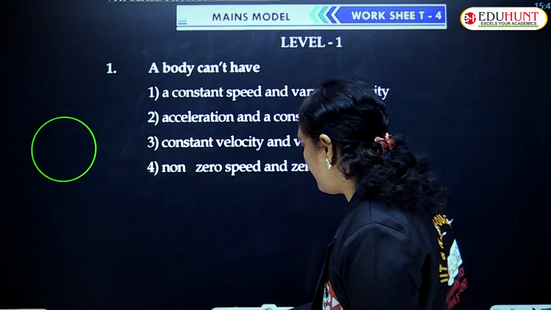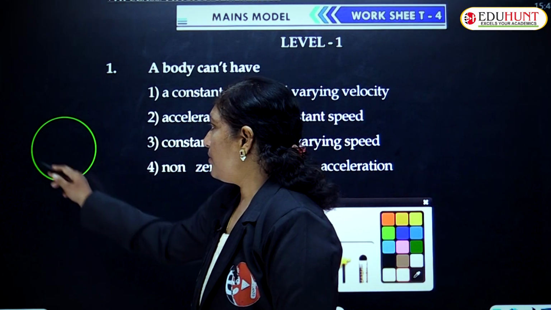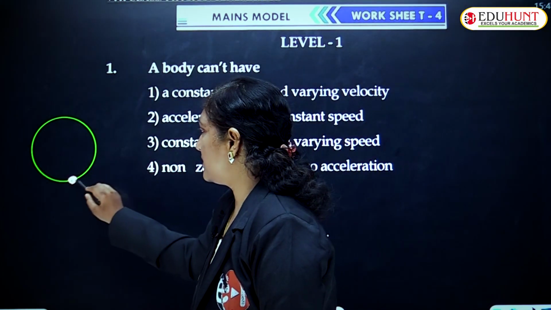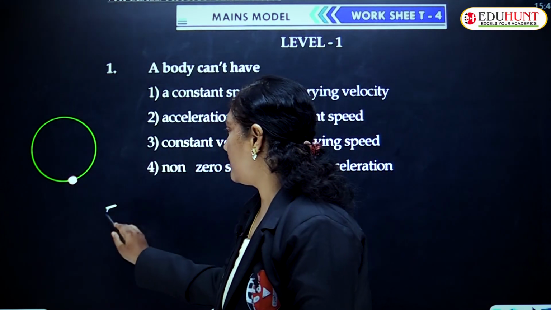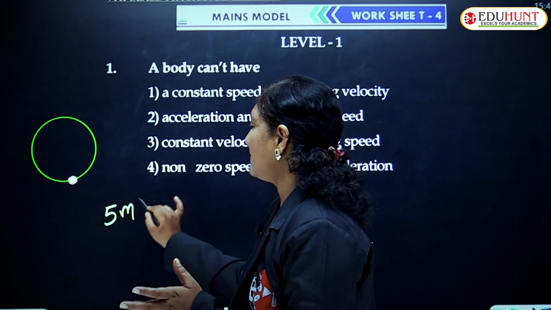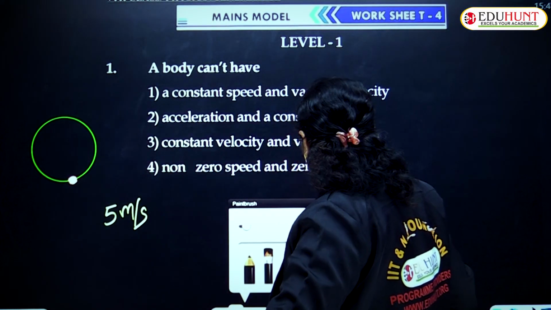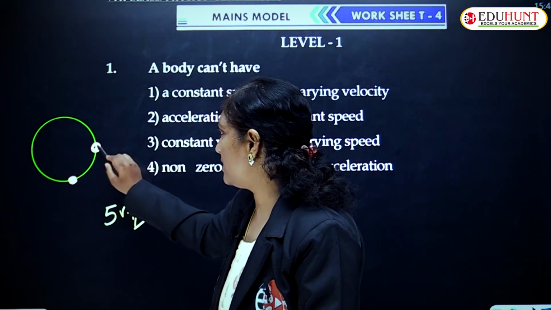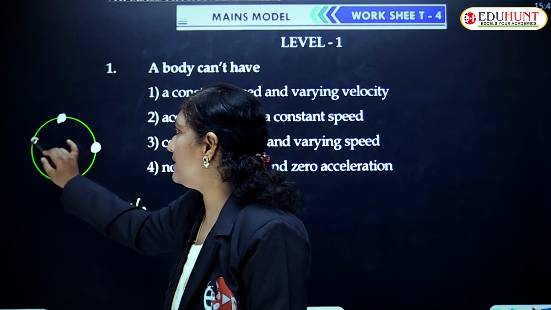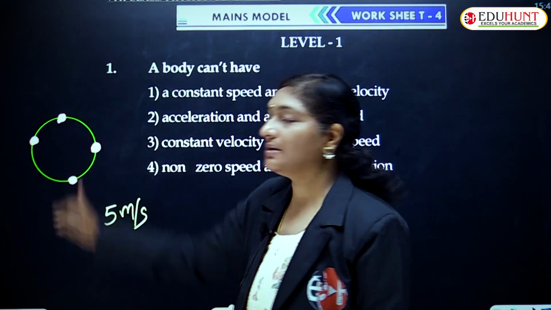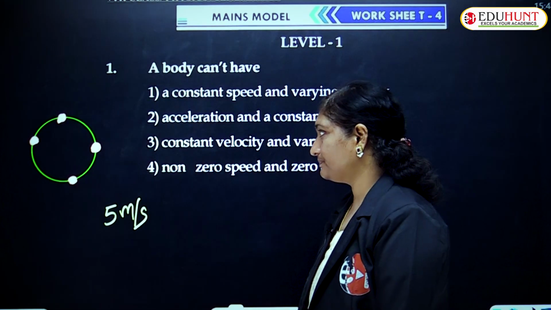So let us suppose a body is moving in a uniform circular motion. Whenever a body is moving in this motion, let us suppose that the position of the body be here, and let us say that the body is moving with some constant speed, say 5 meters per second. As the body is moving with constant speed, if the body reaches this position, then also we have the speed as 5 meters per second. Here also 5 meters per second. Throughout the motion in a circular motion, the speed is only 5 meters per second.